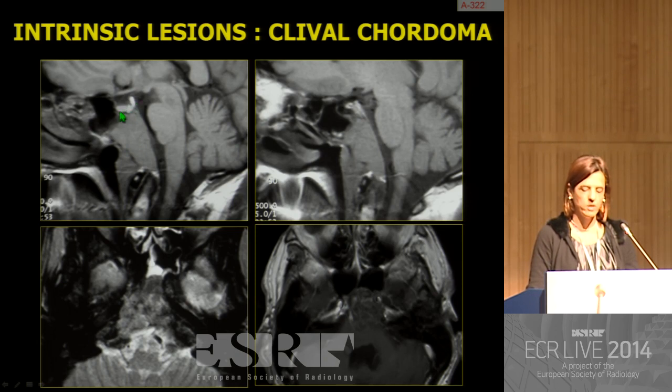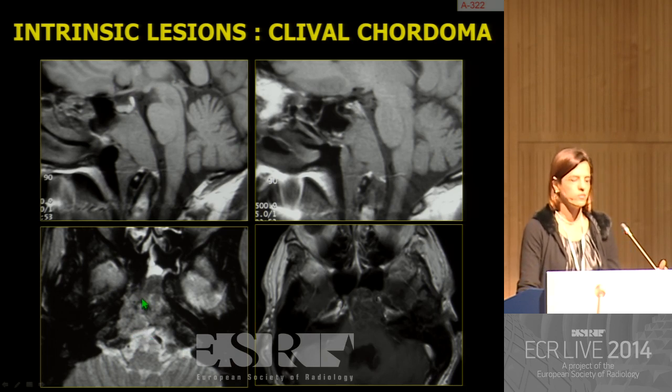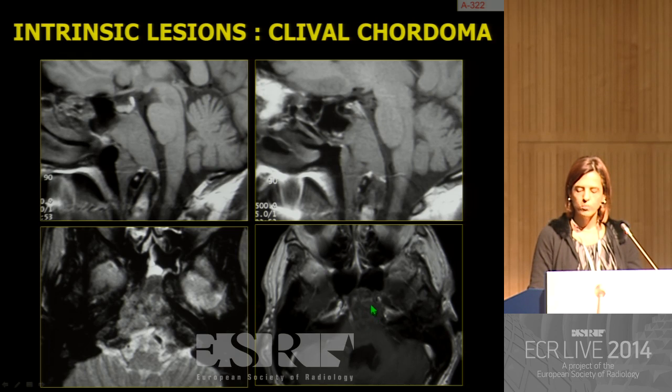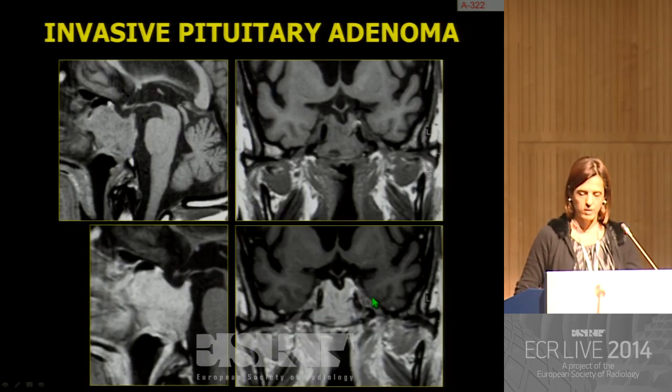You can see the pituitary gland here. These lesions typically are very heterogeneous on T2-weighted images because of the presence of bone that gets entrapped within the lesion, mucoid degeneration, and hemorrhage. After gadolinium, the typical pattern is this honeycombed pattern of contrast enhancement.